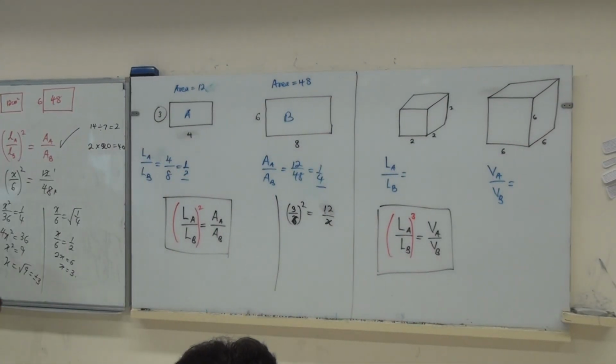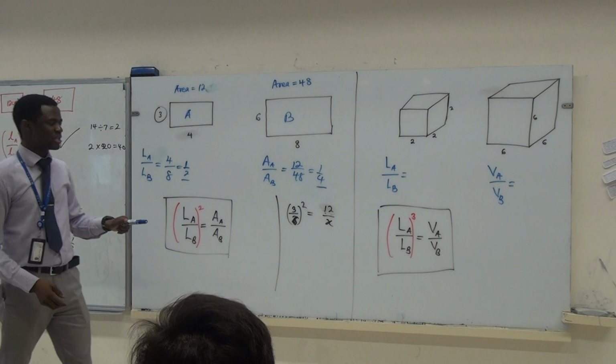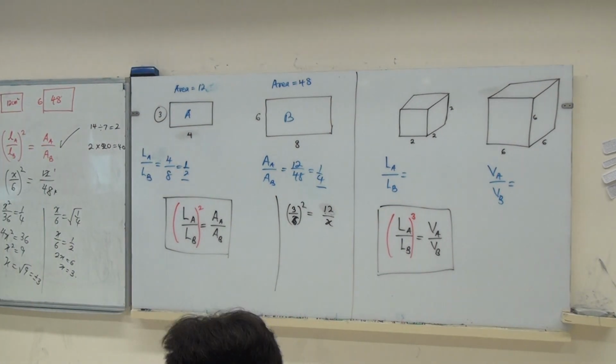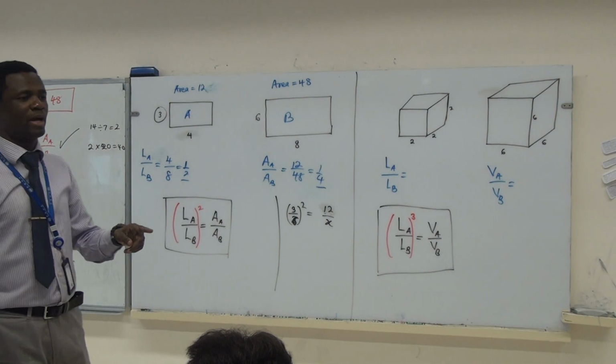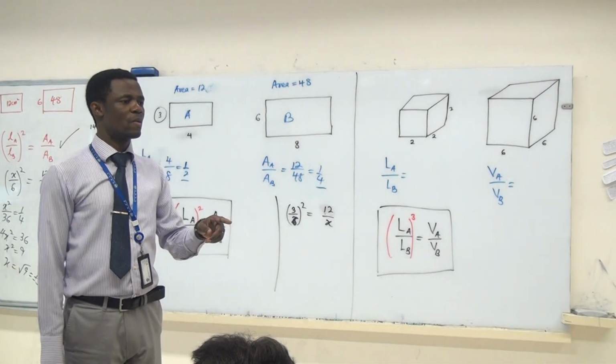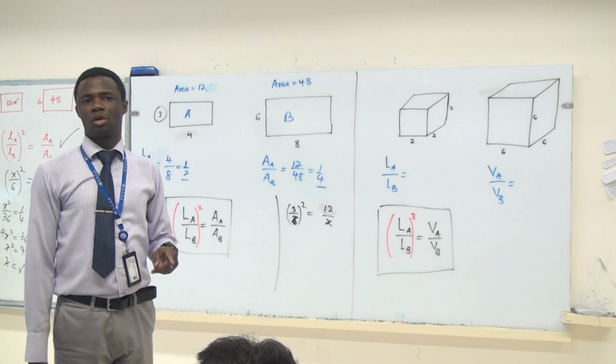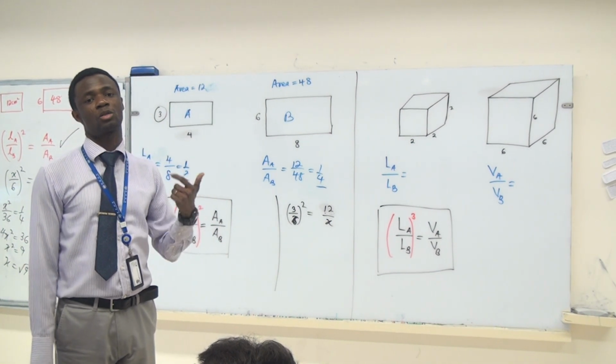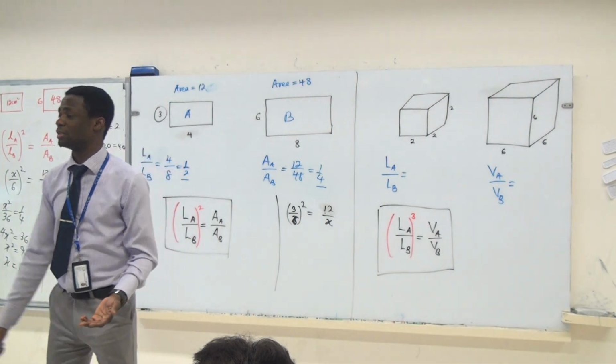So question 5. Question 5 is asking, what is that question again? Explain why the area of a rectangle increases by a factor of 4 when the side length is double. So when the side length is double, we have to explain why the area increased by a factor of 4. What does that mean?